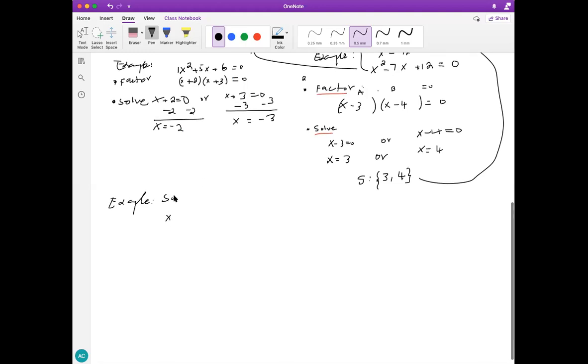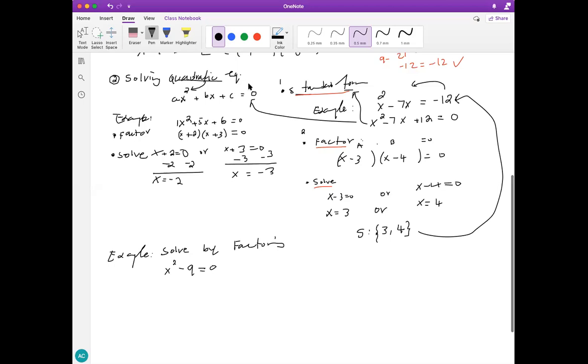Again, let's take another example. Solve by factoring. Let's say x to the second minus 9 equals 0. Okay, first of all, is this in standard form? Yes, as long as you have all the terms on one side. It doesn't have to be 3 terms, it could be any number of terms on one side and 0 on the other side. So this is standard form.